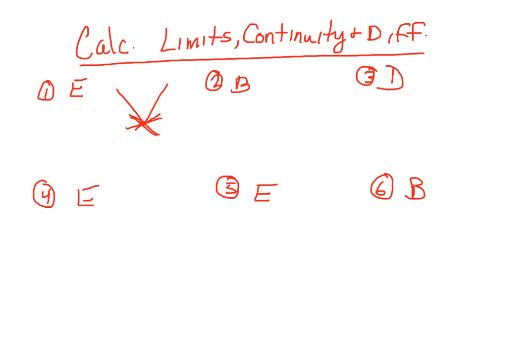Number 2, what is the limit of that? The answer is B. It's 1/2, and there's lots of ways that you can do that. If you do direct substitution, you're going to get 0 over 0.